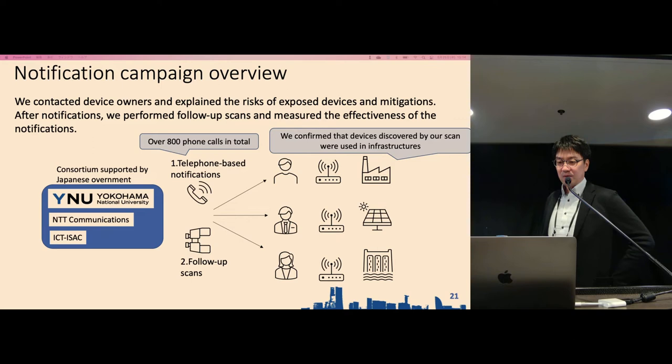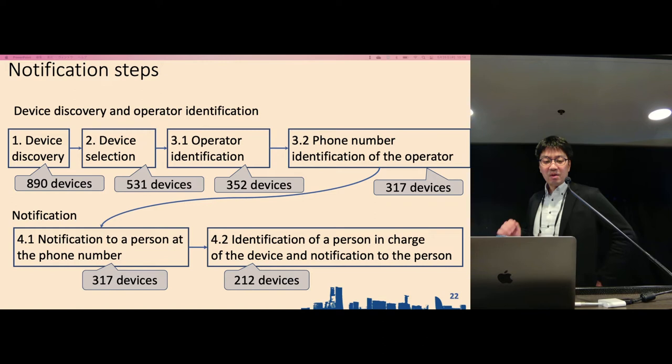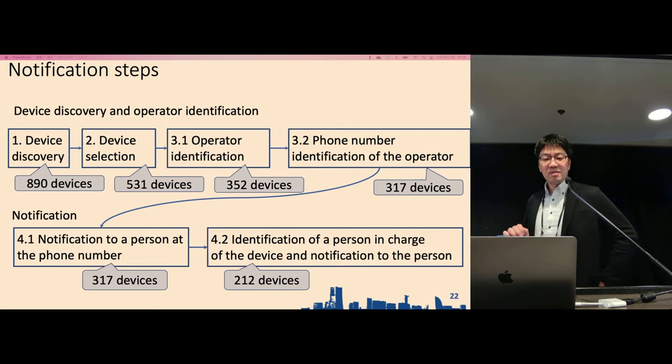So let's see the detail of the notification steps. First one is device discovery. Using our discovery method, we identified 890 devices. Second step is device selection. Due to the limited resources of our notification team, we performed triage of the devices. Specifically, we excluded the devices used in small solar power generators. Also, we excluded the devices at residences, and we selected 352 devices.